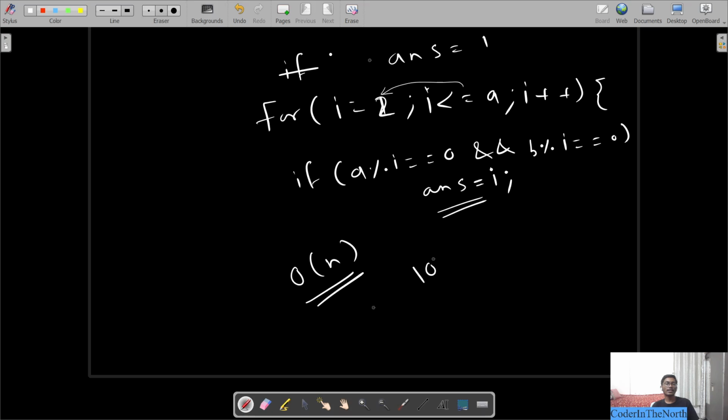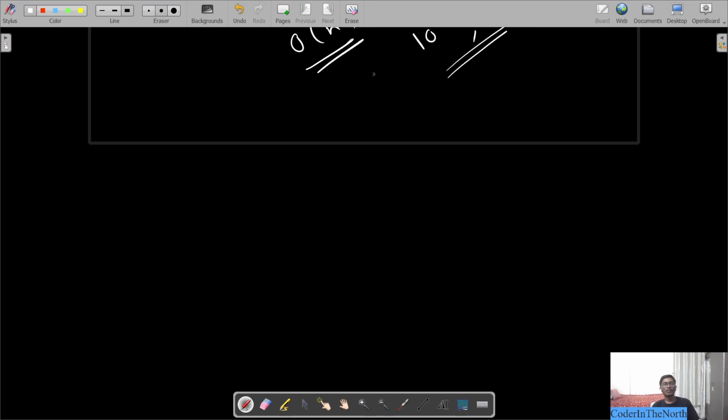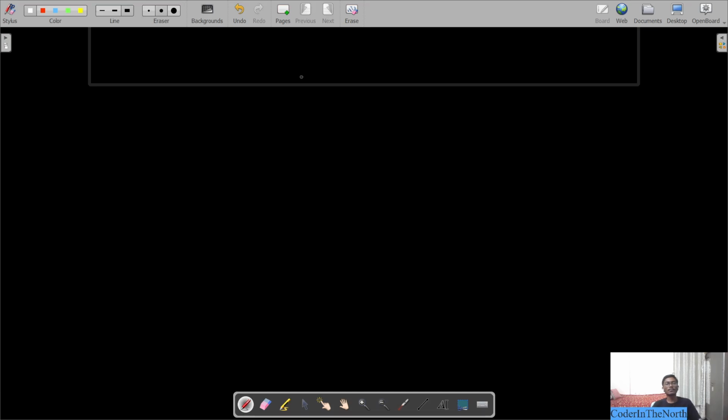When it comes to numbers nearly 10 raised to 8, 10 raised to 9, we can't get the GCD of these numbers, even 10 raised to 16 or 18. For these kinds of numbers we can't use this approach. So here comes another algorithm, which is very important: the Euclidean algorithm, and it's very fascinating.